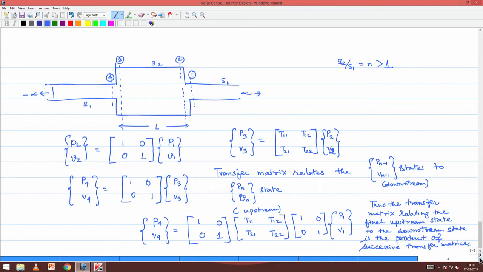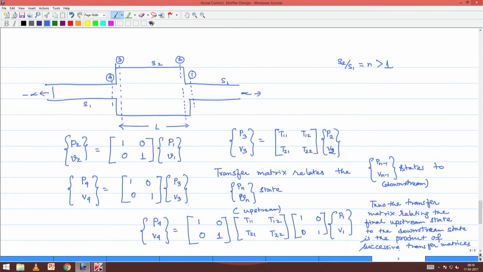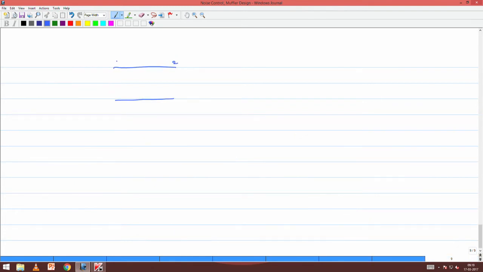Okay. With that, let us now go to derive the transfer matrix for this section within the expansion chamber. We named it as 2 and 3. So, this is station 2, this is station 3, and we understood that we could relate the states at station 3 to the states at station 2 using a transfer matrix of this kind. The job is to find out these terms T11, T12, T21 and T22.